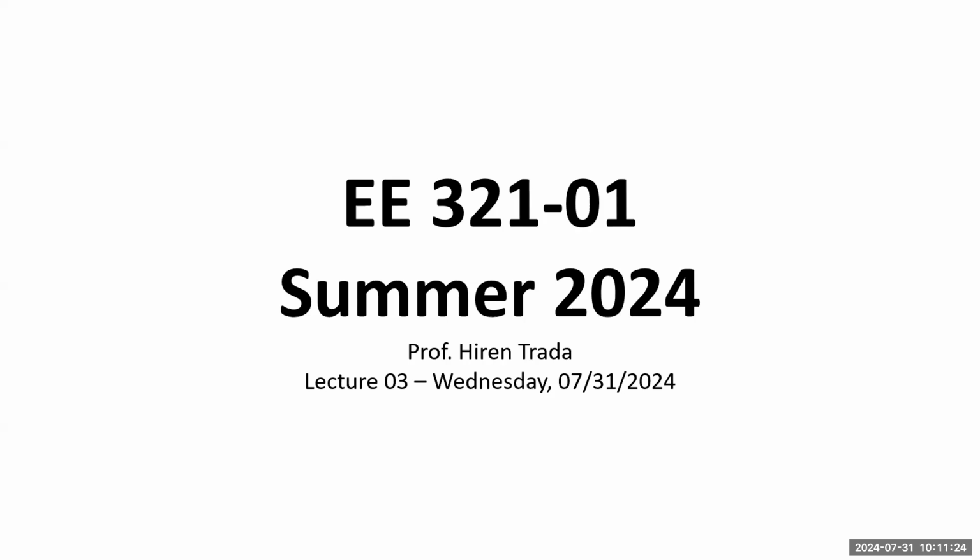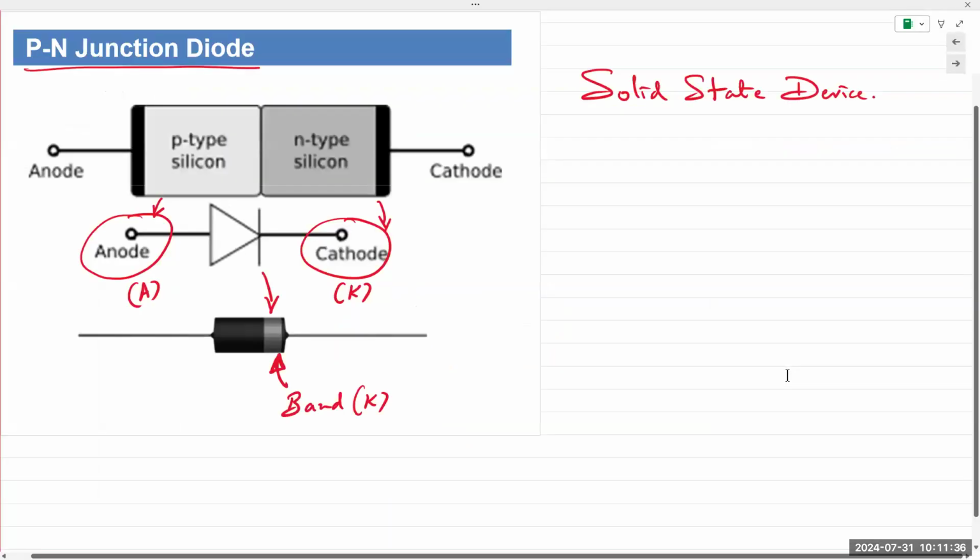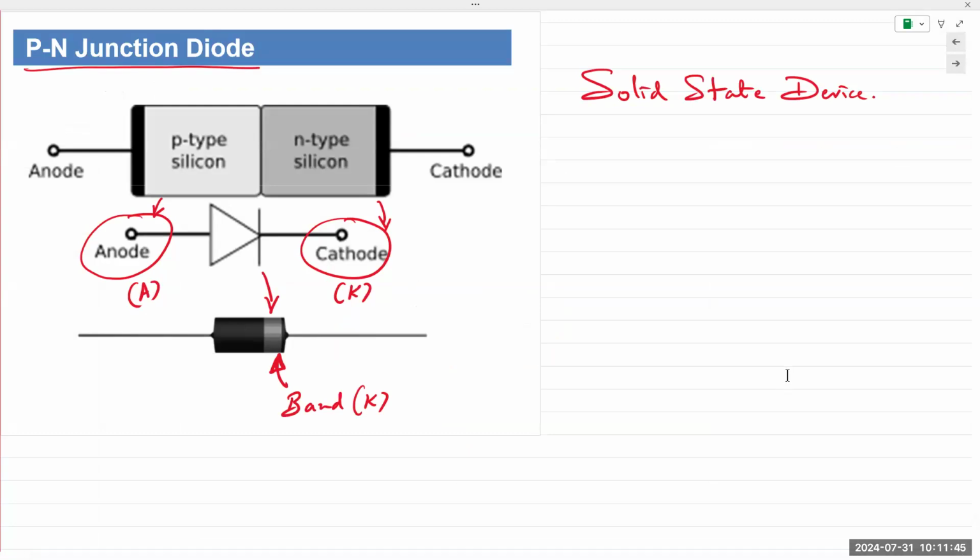Okay, so let's pick up where we stopped, which is right here. PN junction diode, we went over a little bit of the construction, semiconductor physics, and then covered how a p-type and an n-type semiconductor can be fabricated in close proximity, and it creates a solid state version of the vacuum tube diode.